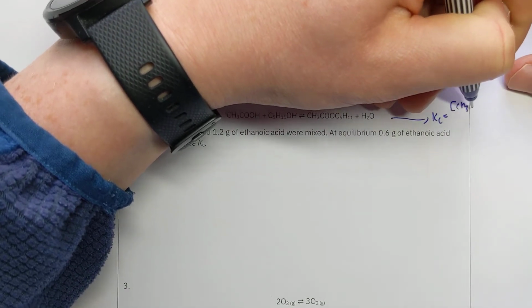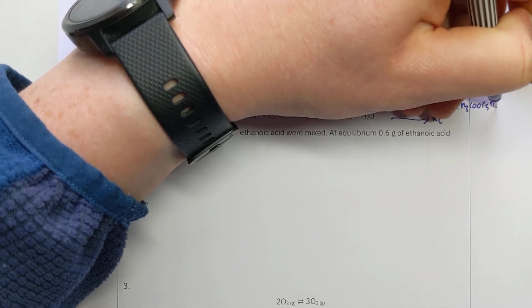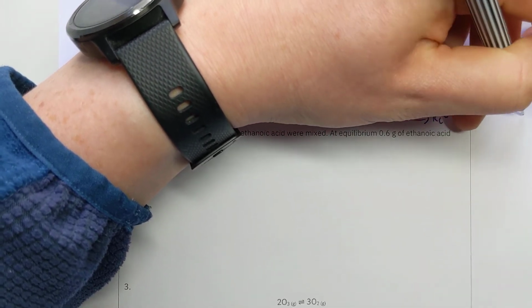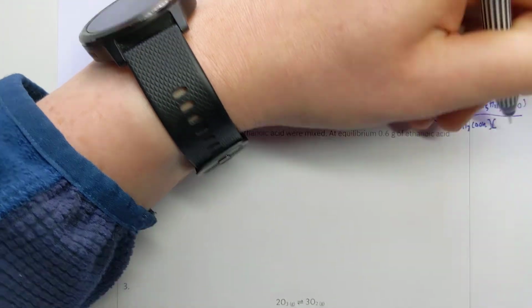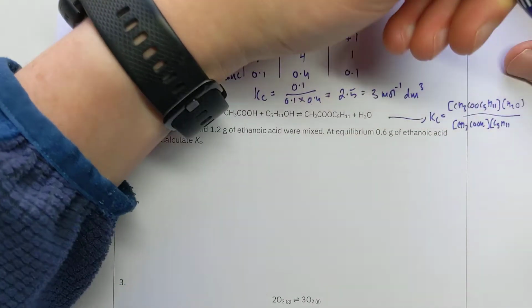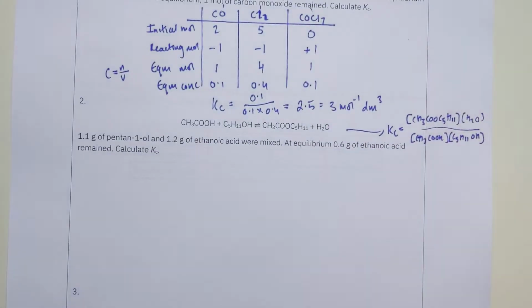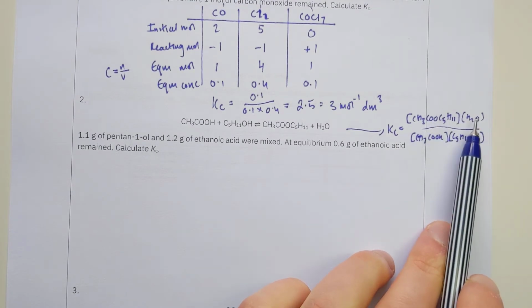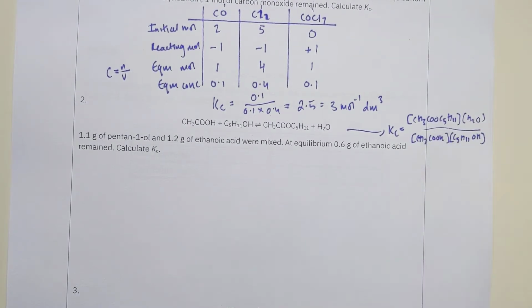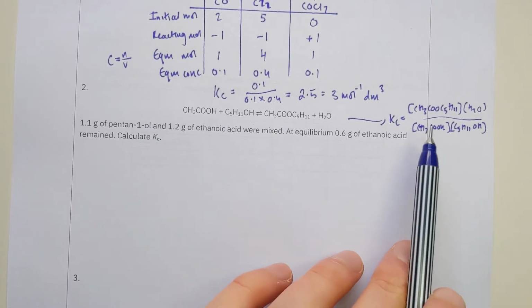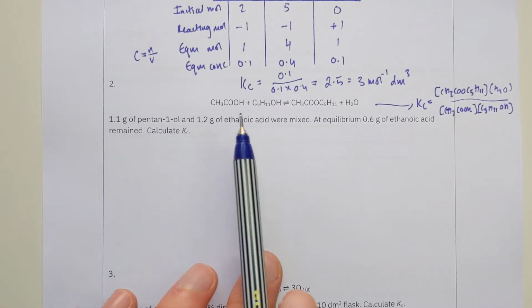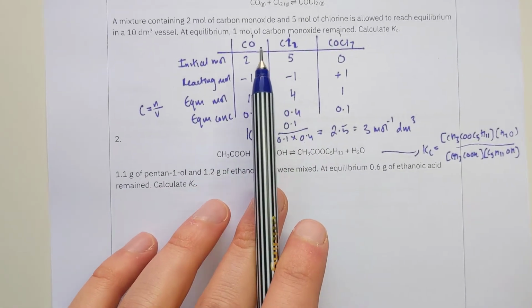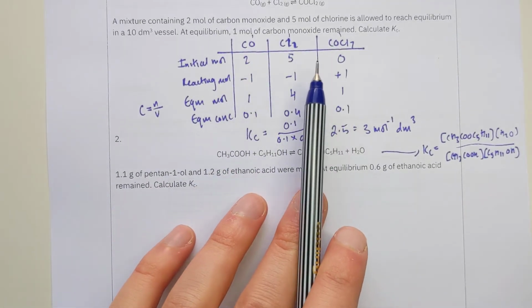So top line CH3COOC5H11 times by H2O concentration over CH3COOH multiplied by C5H11OH. So looking at that, if that's moles per decimeter cubed, that's going to cancel down. So there's no units of Kc for this expression, therefore I don't need to calculate concentrations, I can just use moles. But that's not the trick in this question. The trick in this question is that you've not been given mole values. So it's quite nice in all the other questions, you just stick in the first line, this moles.